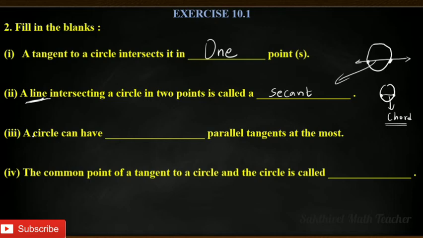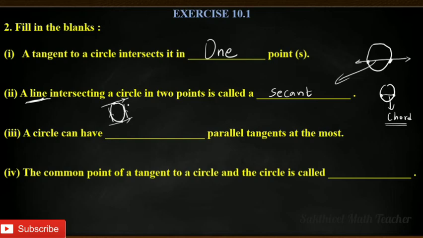Now we are going to the third. A circle can have dash parallel tangents at most. What they're telling you, just listen carefully. A circle can have dash parallel tangents at most. So I have one circle here. So for this circle, at most how many parallel tangents do we have? See, I'm drawing one tangent here. Here I'm drawing another. So these two tangents can be parallel. Suppose on another side I'm drawing like this, and this also can be parallel.